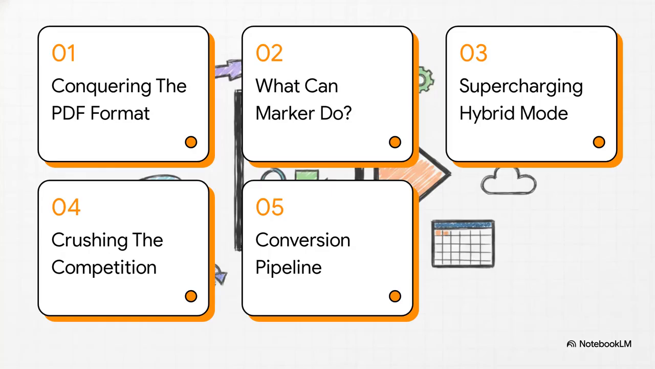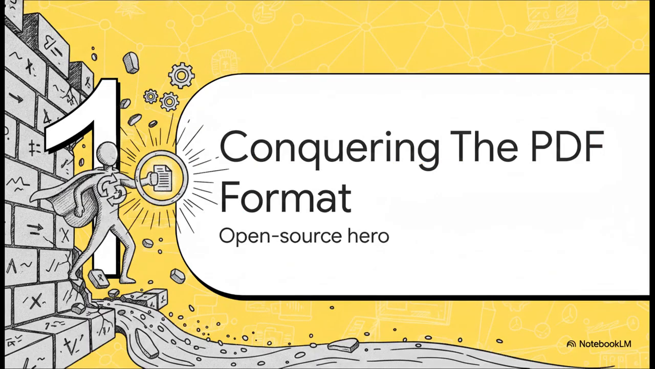So here's the game plan for today. First up, conquering the PDF format. Then, what can Marker do? Third, supercharging with hybrid mode. Next, crushing the competition. And finally, we'll go inside the conversion pipeline. All right, part 1, conquering the PDF format.